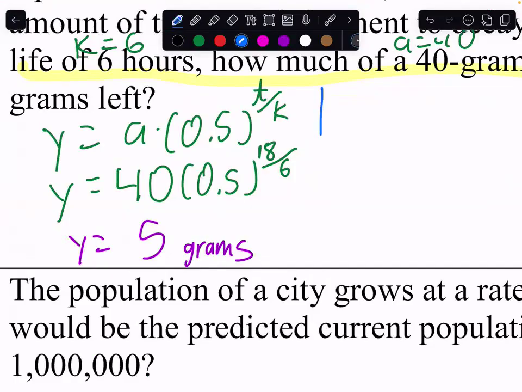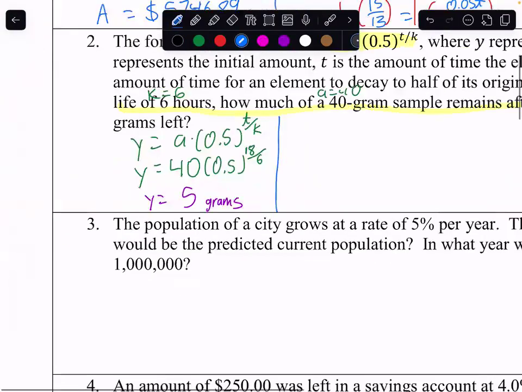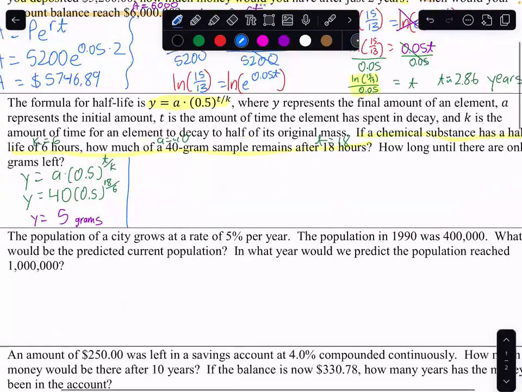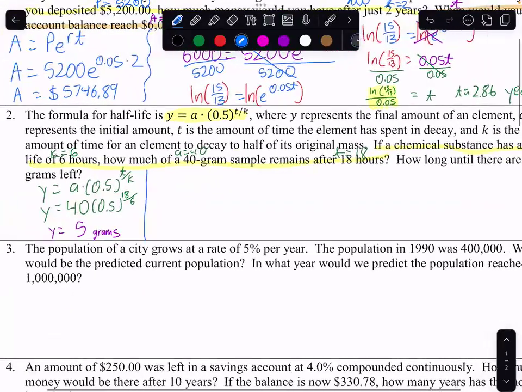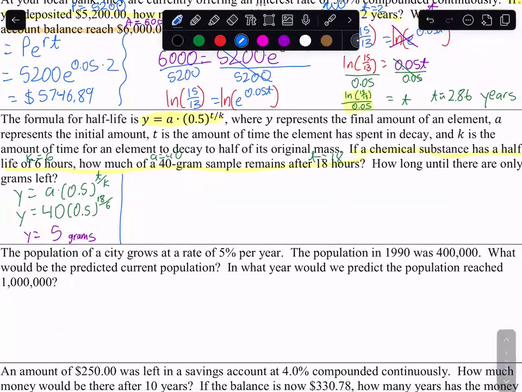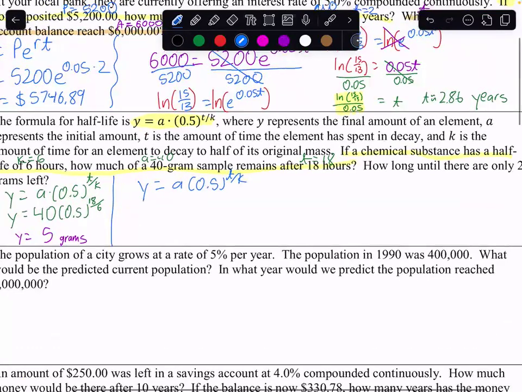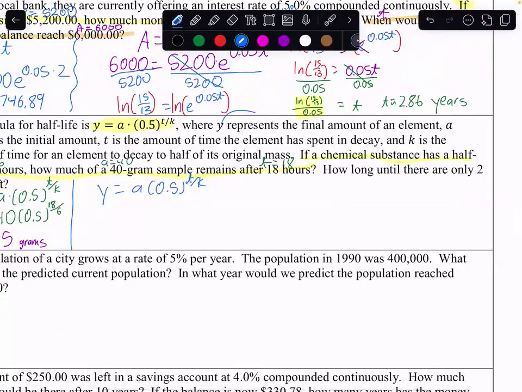Okay, so that's the first question. Second question, how long until there are only 2 grams left? All right, so again, same formula, same situation. Okay, but what are they asking us this time? We want the final amount, which we're calling Y. We want the final amount to be 2.